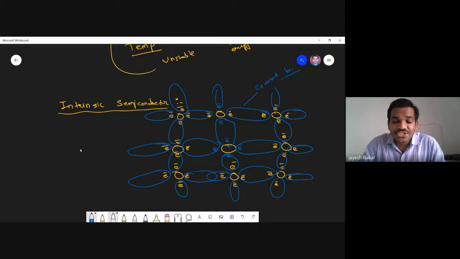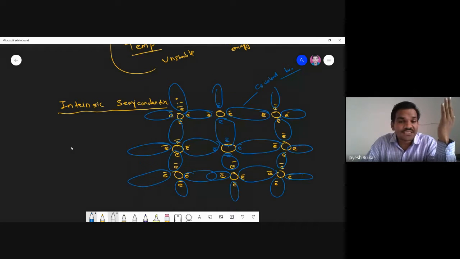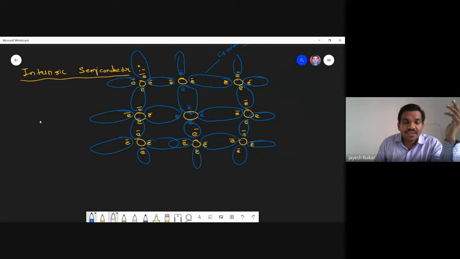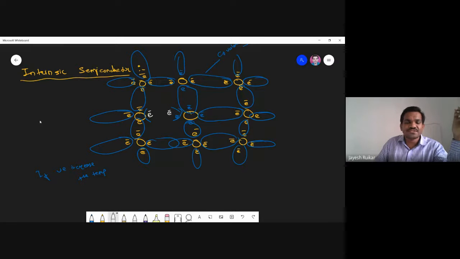So when we talk about charge carriers, if we increase the temperature, what happens? They start breaking their covalent bonds. Likewise, I'm breaking this bond. So these electrons are now free, and they start moving.